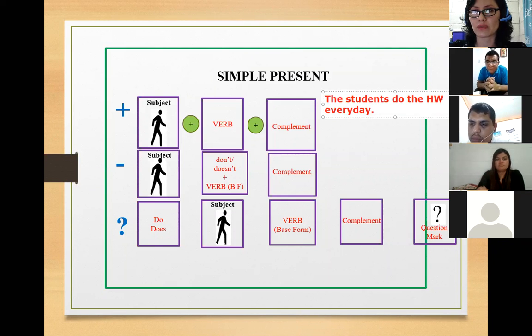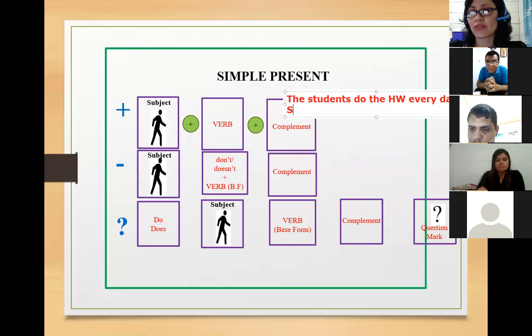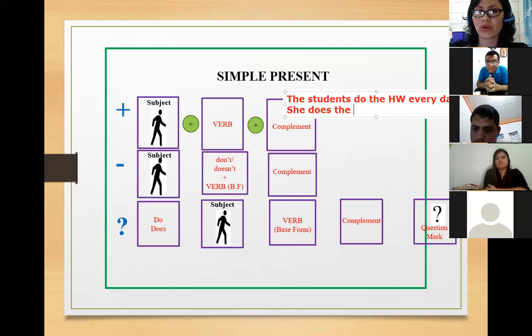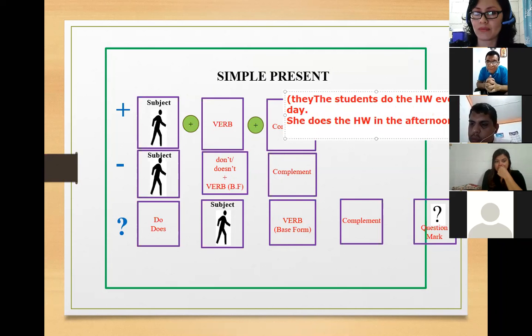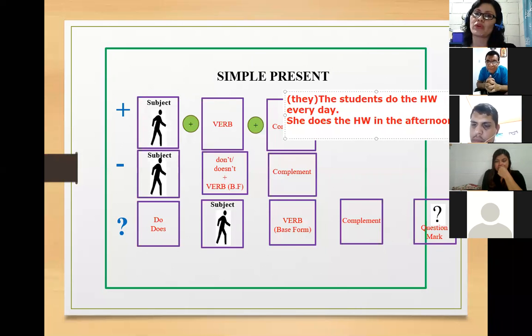Uy, perdón, esto va separado. Every day. Now, I can say, for instance, she does the homework in the afternoon. Okay, she does the homework in the afternoon. So as you can see there, we have two types of subjects. Tenemos dos sujetos, uno que es plural, the students, o sea, que en este caso es they, ¿verdad? They do the homework every day, or the students do the homework every day.